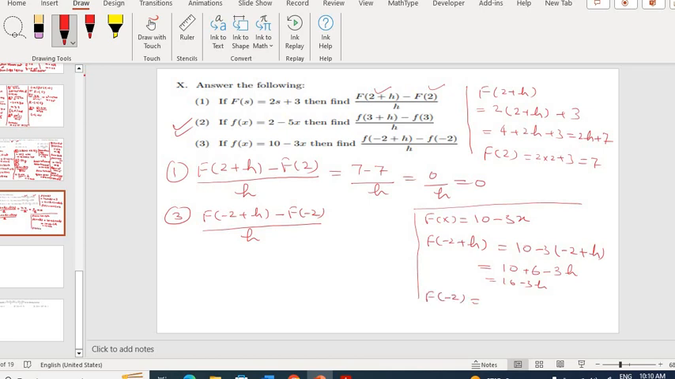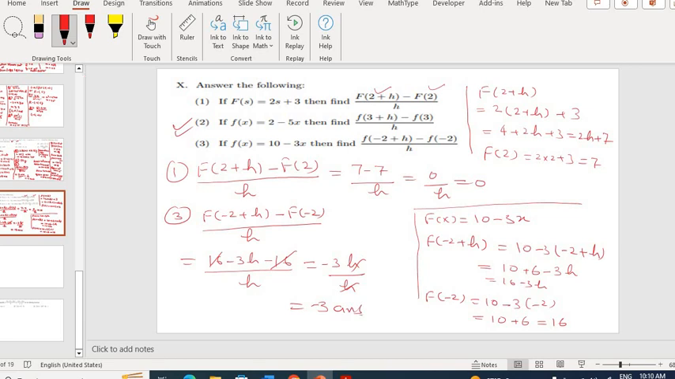And f of minus 2 means replace x here with minus 2. So minus 3 into minus 2, it comes 10 minus minus, plus 6, so it is 16. Therefore f of minus 2 plus h is 16 minus 3h, minus f of minus 2, which is again 16, divided by h. So we can cancel this. Remaining is minus 3h divided by h. h again cancels. So minus 3 is the answer of question number 3.